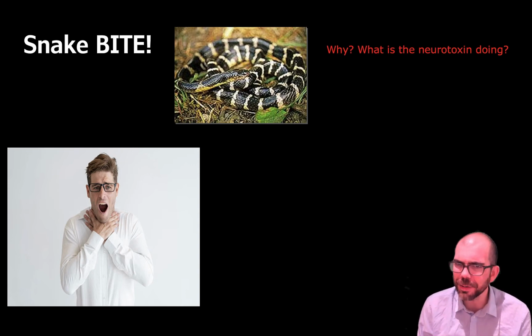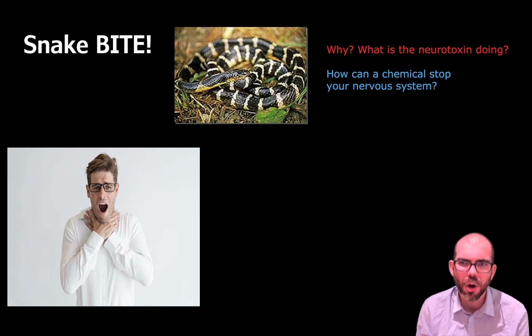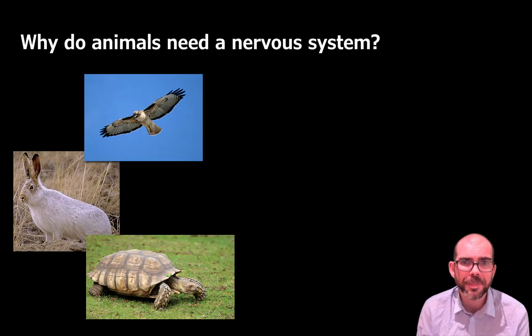Why is this happening? What is the neurotoxin doing to you chemically? What is happening that could stop your nervous system from allowing you to breathe? Well, thinking about the answer to this question is something that'll lead you to understanding how the nervous system works in its entirety. So why do animals have a nervous system to begin with?